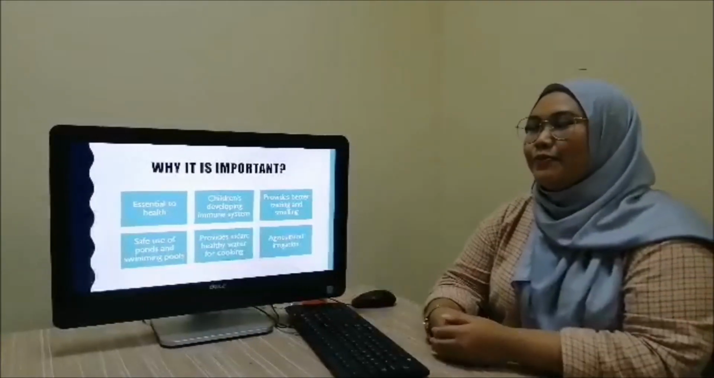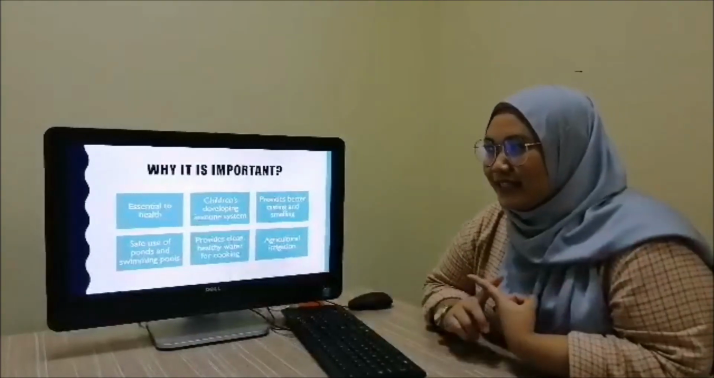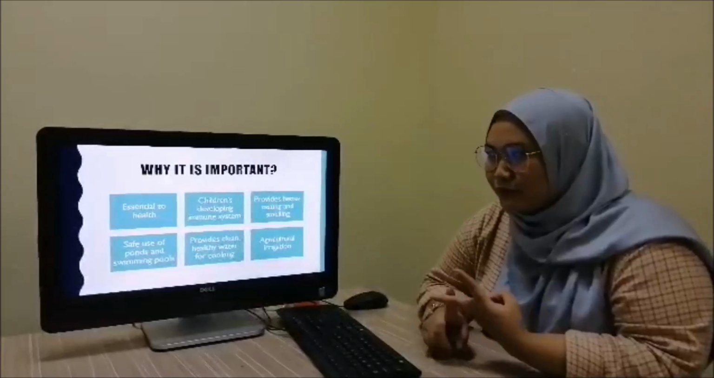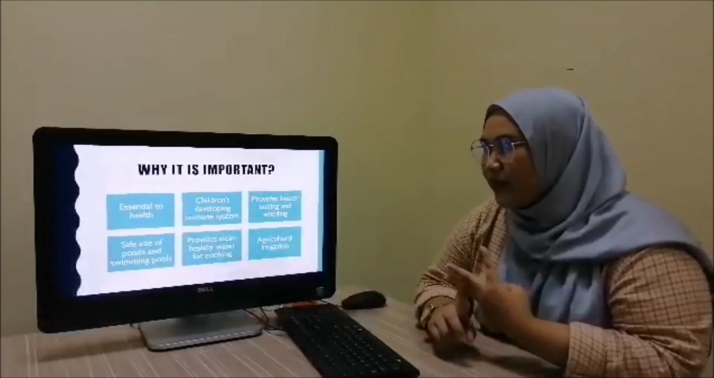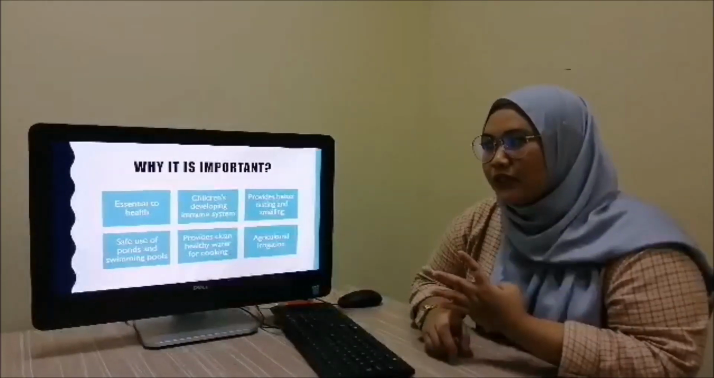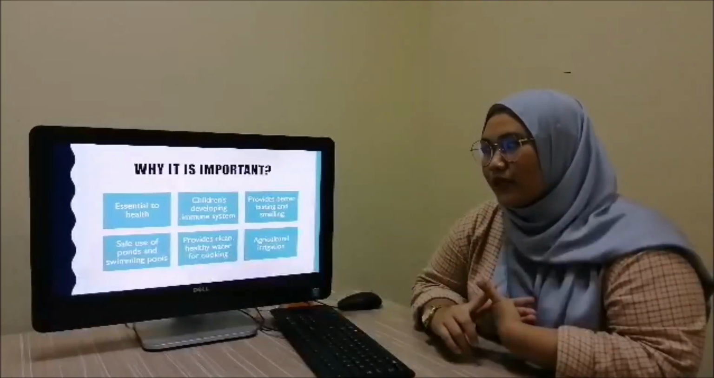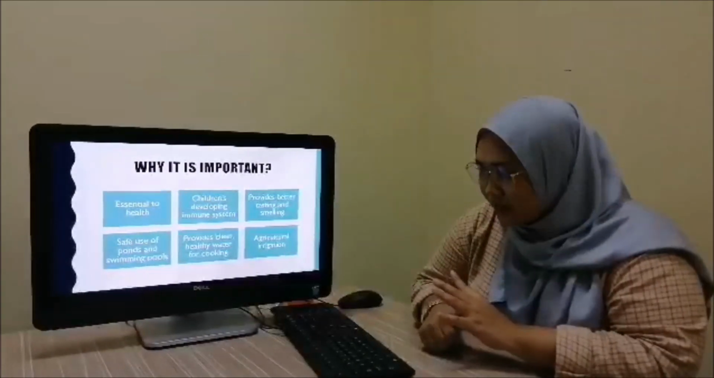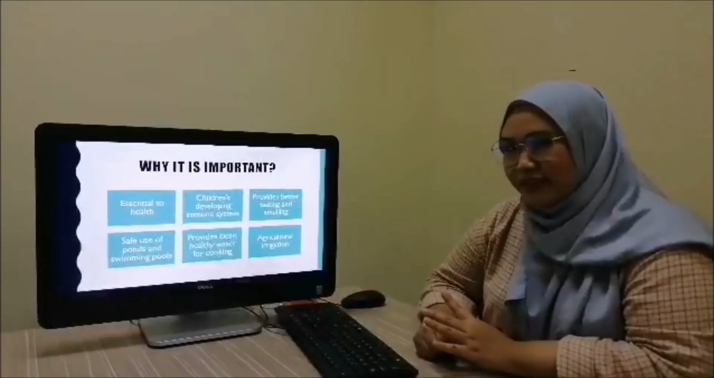Why is it important? There are 6 reasons. 1 is essential to health. 2. Strengthens the developing immune system. 3. Provides better tasting and smelling water. 4. Safe use of ponds and swimming pools. 5. Provides clean, healthy water for cooking. And the last one is 6. Agricultural irrigation.